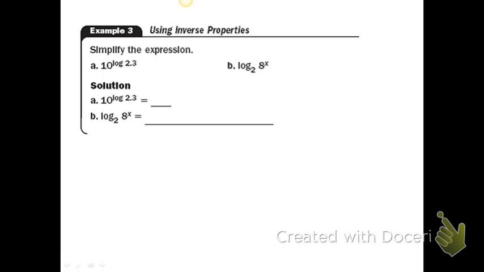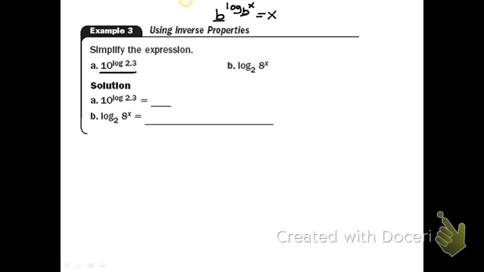Now, some students get confused by these, but they can be the easiest problems you run into. Just remember, if you have an exponential expression where the base is b and the exponent is log with the same base, the exponent and the log undo each other as long as the bases are the same, and we just get x. The reason I'm bringing that up is that when I look at a, I notice this is like an exponential type of expression.